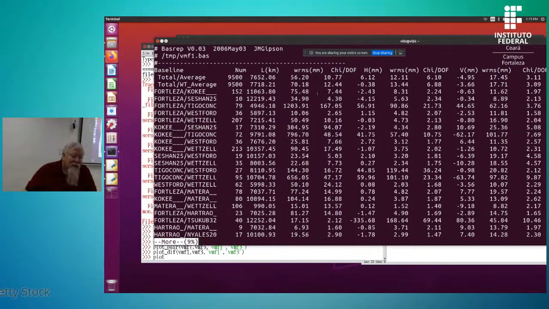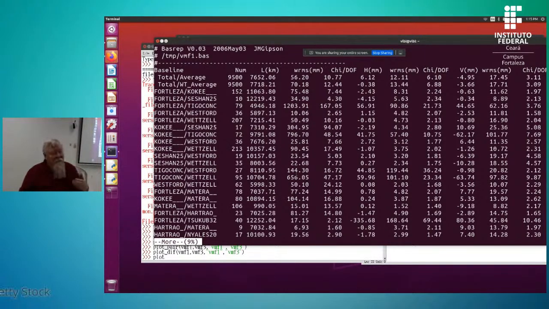If we look at this column here, where we have the RMS, we have some stations that are really big. Like if I look at Fortaleza-Tigo, that's huge. That's 1,000 millimeters, a meter. Kokee-Shoshan is 300. Kokee-Tigo is 800. Tigo-Bettzel is 600. Tigo-Westford.